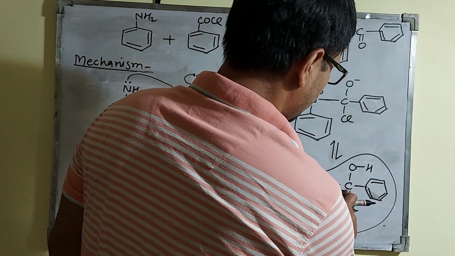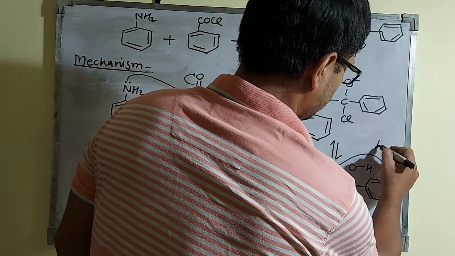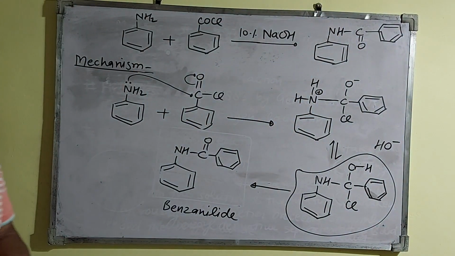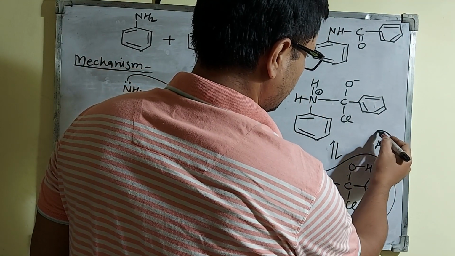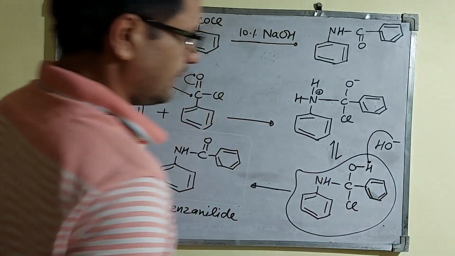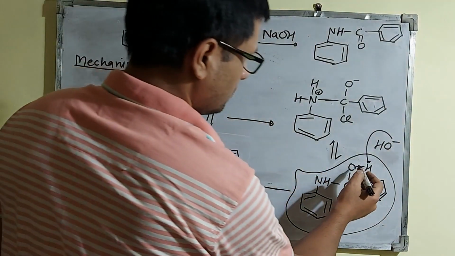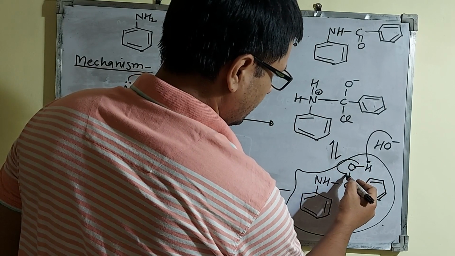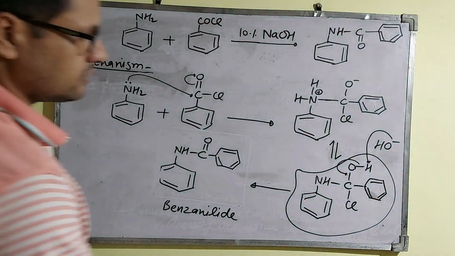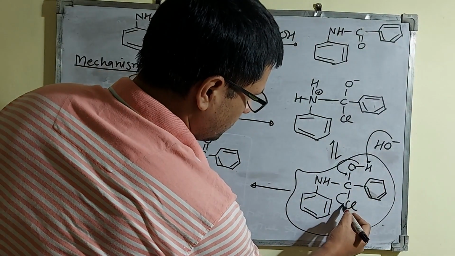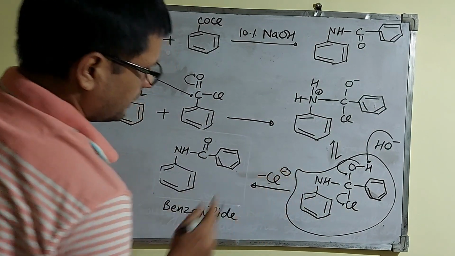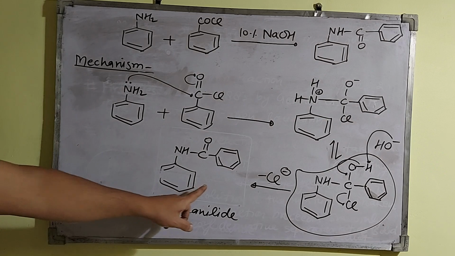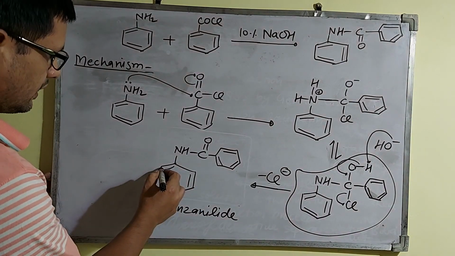Now OH minus ions are already there in your reaction mixture. These OH minus ions will take H plus ions from this OH group, and there will be a rearrangement of sigma electrons which helps to remove this Cl as Cl minus to give your desired product benzanilide.